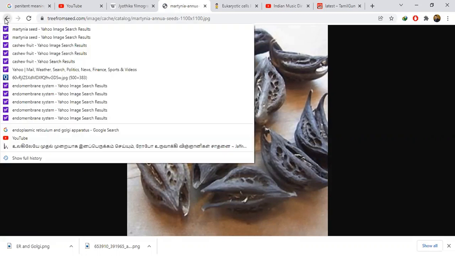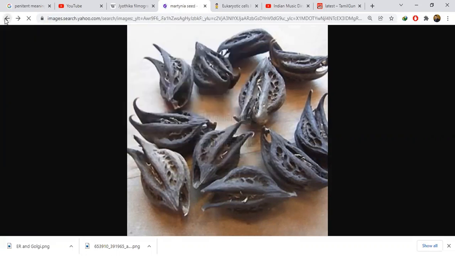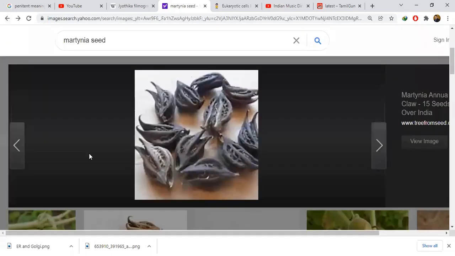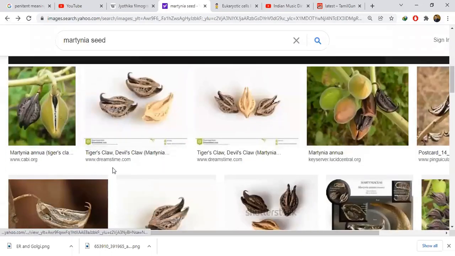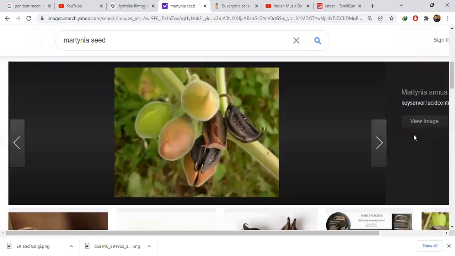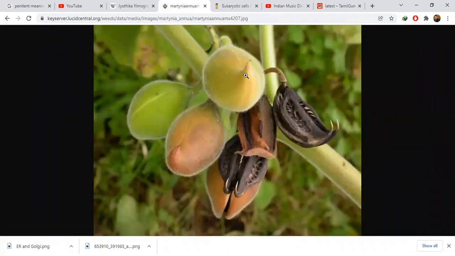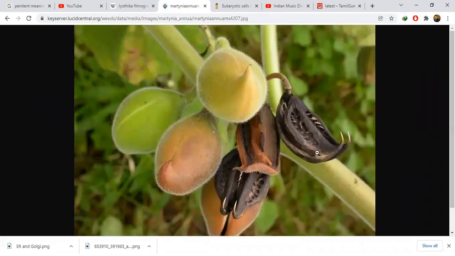For that reason, it is called Naga Dharana. It is the seed. This green colored part is the fruit. The bug is a seed. Only the seed is getting dispersed. These hooks are helping to cling on to the animal's body.